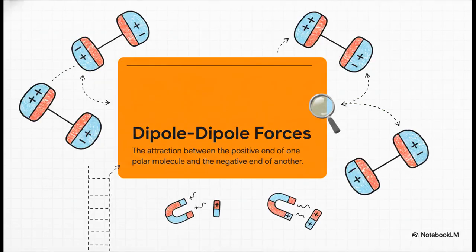Okay, next step up the ladder, dipole-dipole forces. These happen in molecules that are what we call polar, meaning they have a permanent positive end and a permanent negative end. So unlike the temporary flickering of dispersion forces, these molecules are like a bag full of tiny permanent magnets. The positive end of one is always attracted to the negative end of another.